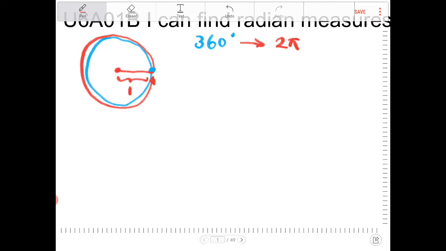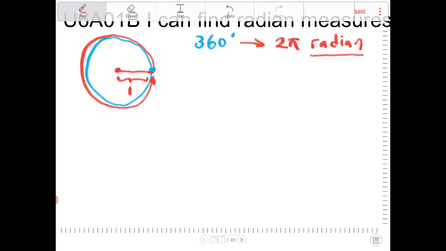Let's not confuse this. Even though what I drew here in red is considered the arc length, we are actually talking about the angle measure. So we refer to this 2 pi not as a physical length, but as a radian measure. This is a radian measure, not to be confused with the physical length of something.